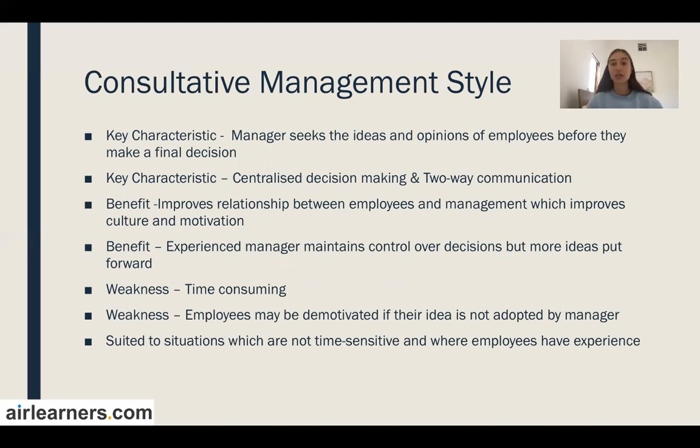They don't have to use the employees' ideas, but they can. Again, this is a centralized decision making because the manager is ultimately making the final decision. It's centralized to the manager. Whilst the employees can give some input and some ideas, the manager decides whether or not to take those ideas. This, however, uses two-way communication because the employees can communicate to their employer and explain what they want and express their ideas. And then after that, the manager tells the employees what their decision is.